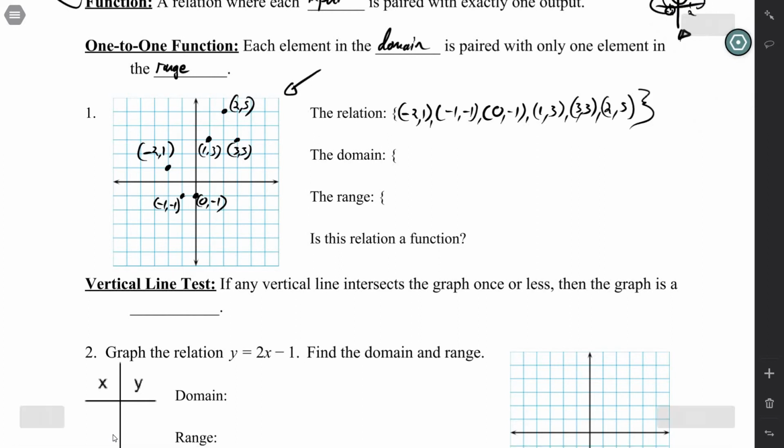Now, what about the domain? What are our different inputs here? Well, really, we can just take the first number of all of these. And as we went through, you may have noticed all of them are unique. And I kind of did that on purpose. You'll maybe see why. So we've got negative 2, negative 1, 0, 1, 2, and 3.